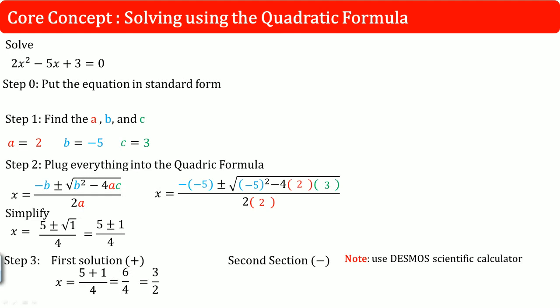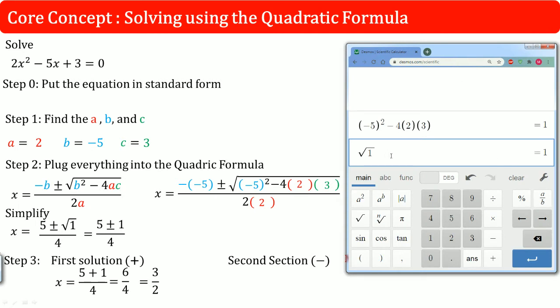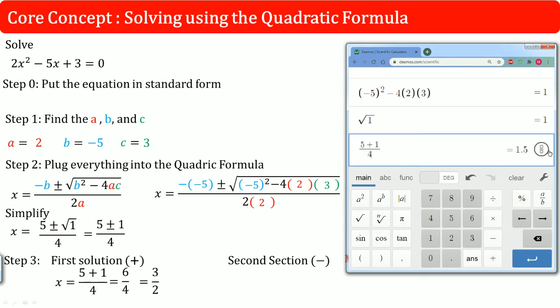Let me show you. You have 5 plus 1. Divide that by 4. Notice it gets me 1.5. If you hit this symbol to the right hand side of the calculator, you can convert it into a fraction. That's how you get your 3 over 2.